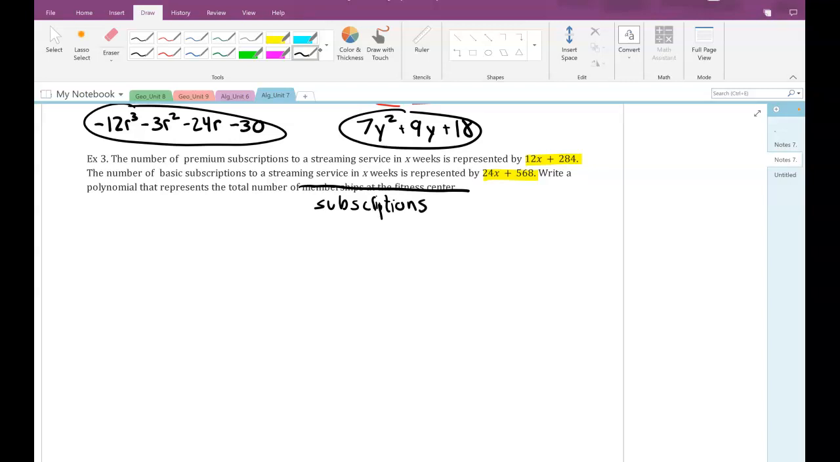So this problem is just like the word problem on your homework. So when you do see it, don't panic, because it's exactly the same.